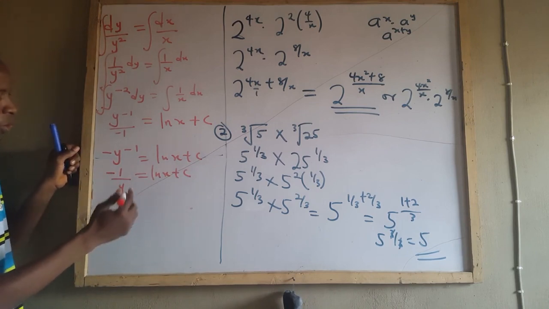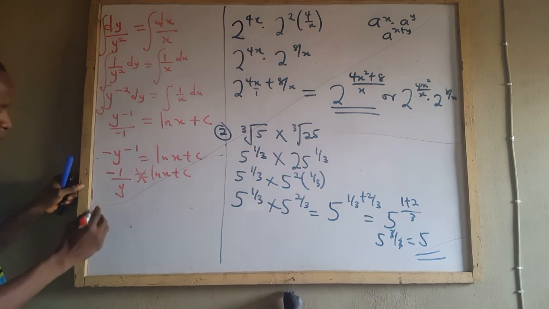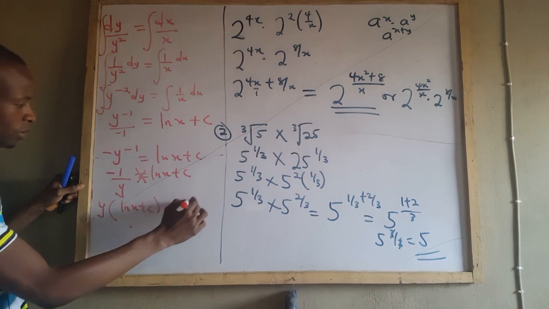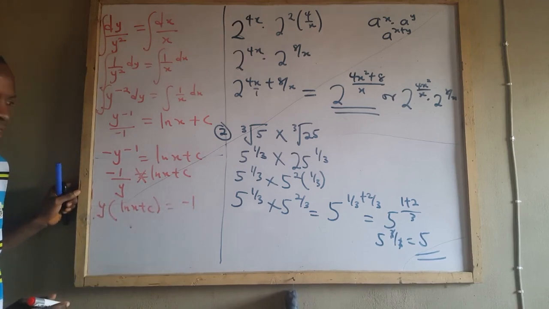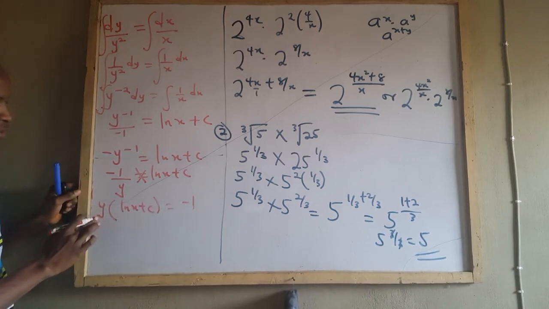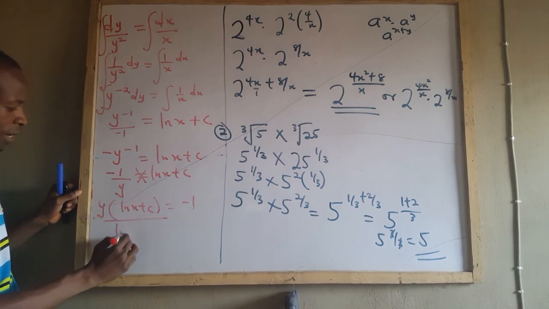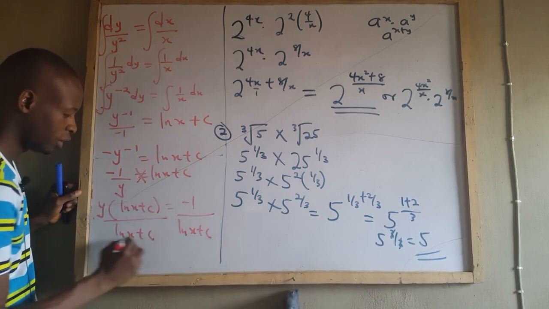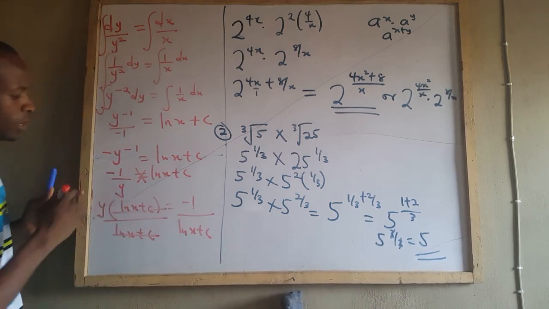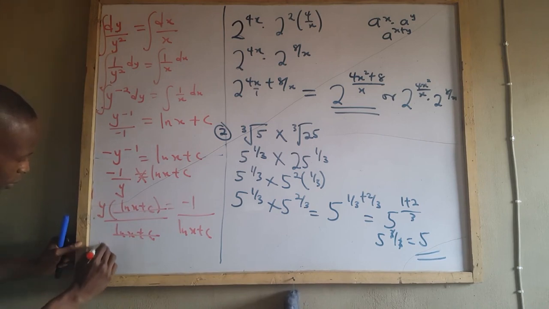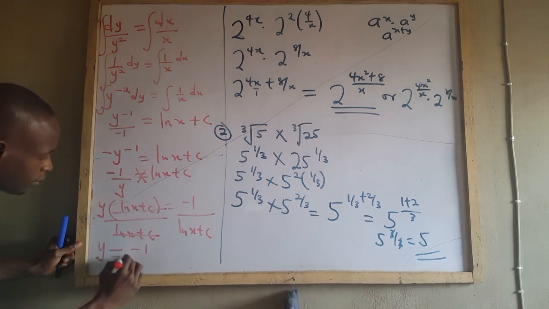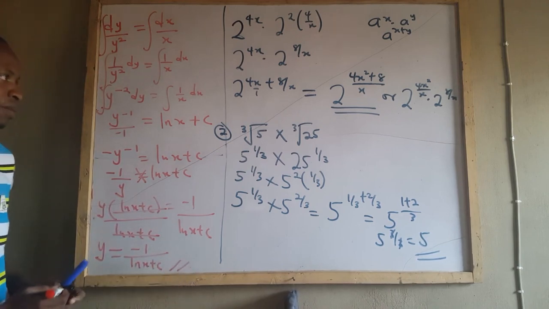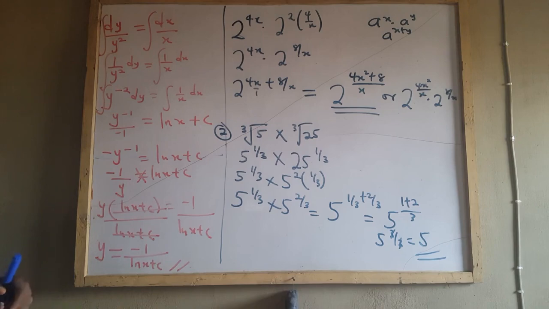Don't forget we are getting y. So what do we do here? We simply cross multiply. When you cross multiply, you have y into ln x plus c equals minus 1. Are we together? To get the value of y, we simply divide both sides by ln x plus c. This will cancel out, so we are now left with y. Y equals minus 1 all over ln x plus c, which is our final answer. So y equals minus 1 over ln x plus c.